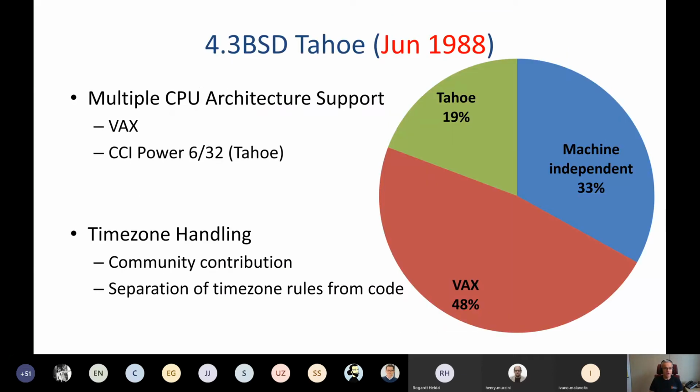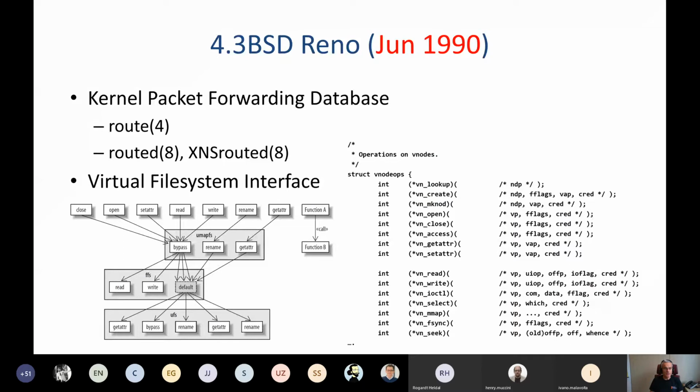4.3 Tahoe offered multiple CPU architecture support and time zone handling, important because it was a community distribution. So we see now communities contributing to Unix. Reno implemented the kernel packet forwarding database in the virtual file system interface. So the abstractions I showed earlier moved up to the file system interface.